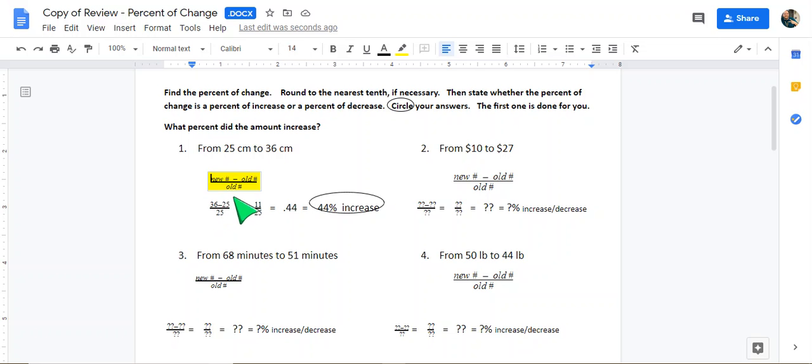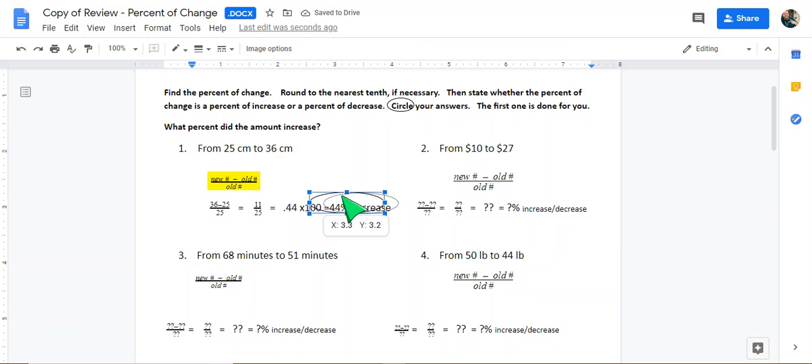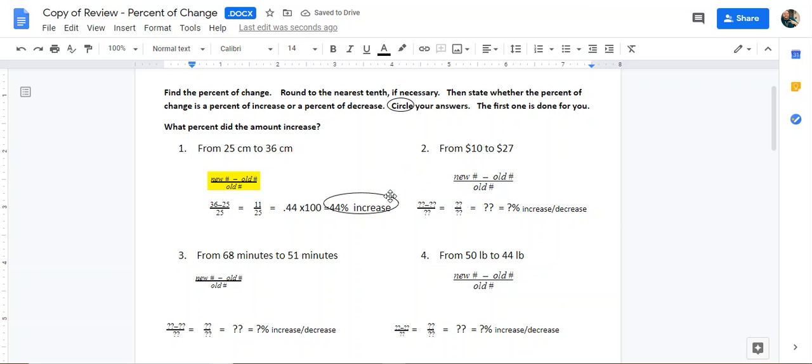So if you look at this example, the first one was done for you. The new number was 36. The old number is 25. And then you divide that by the old number, which is 25. First, you want to subtract at the top first, and you get 11. 11 divided by 25 is 0.44. And you should know how to change this to a percent, right? You multiply by 100, and you should get 44% increase. So that's going to be the answer, okay?